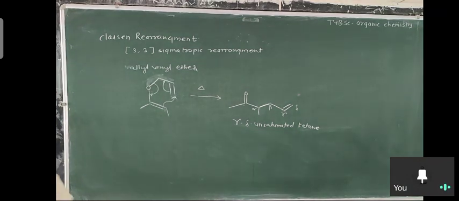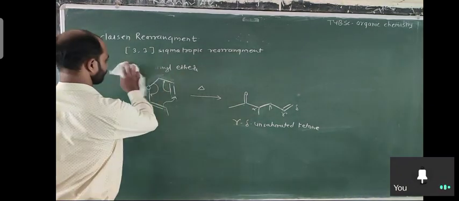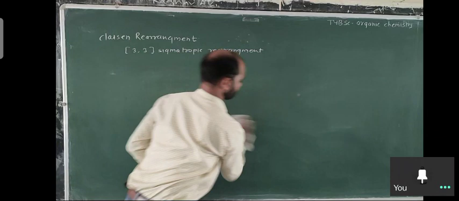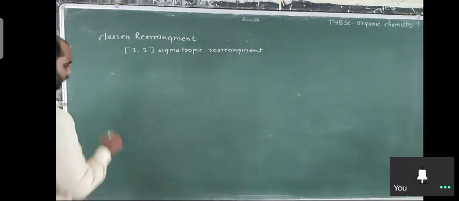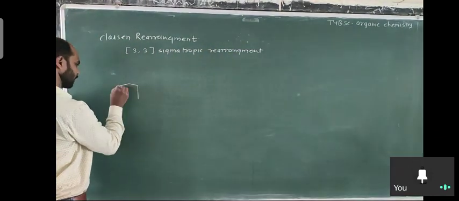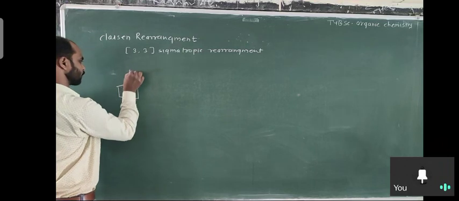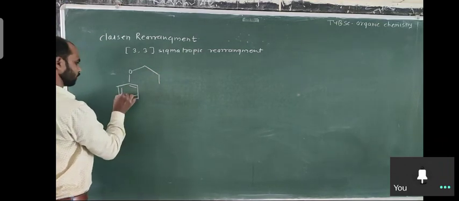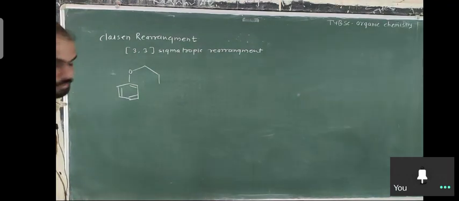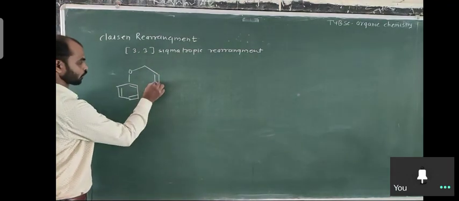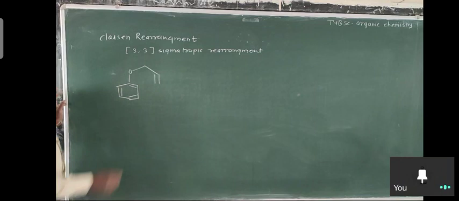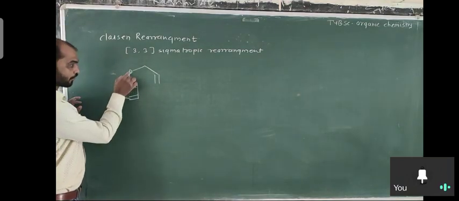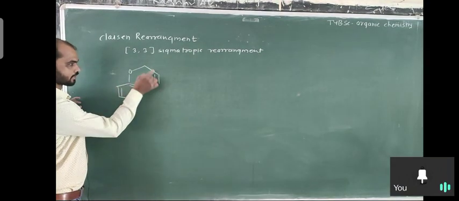Examples are, suppose an aromatic system is used. Okay, this is the example. Again, it is the vinyl position. This is the vinyl, and this is the allyl position.